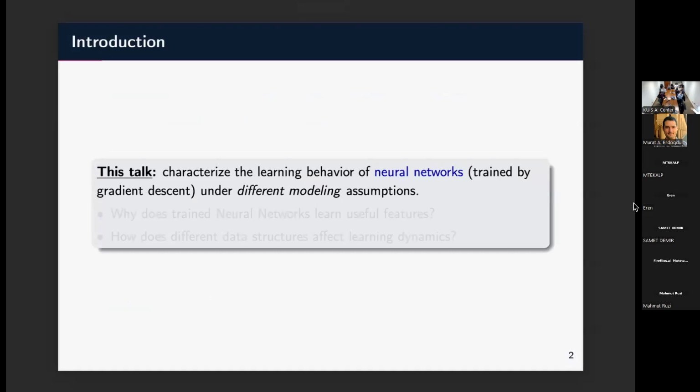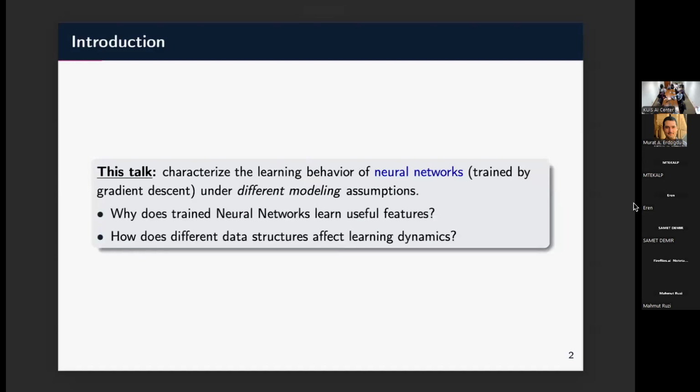Just a heads up, it'll be a theoretical talk, and the goal is to explain why neural networks work in practice compared to the classical models and the kernel methods. And I will focus on these 2 questions. The first one is, why do neural networks learn useful features? I'll elaborate on this question a bit better later on. And the second question is, how do different data modeling assumptions actually enter into learning dynamics? So this is the focus of the talk.